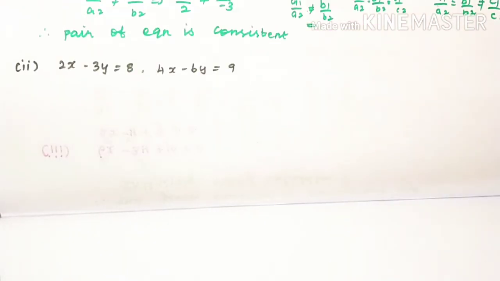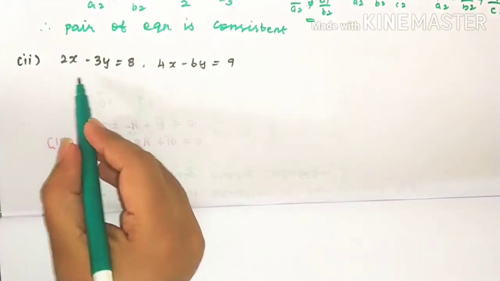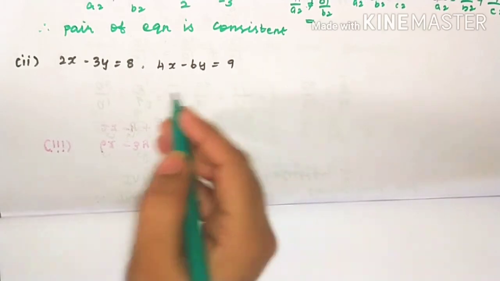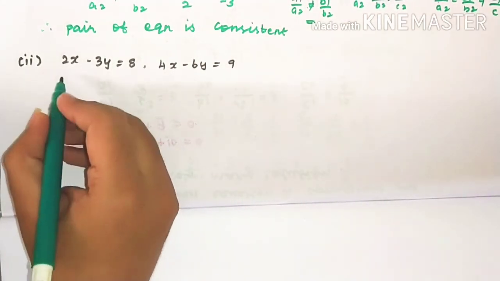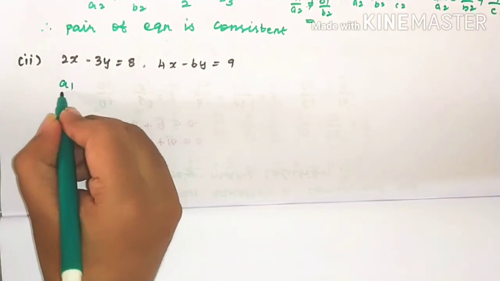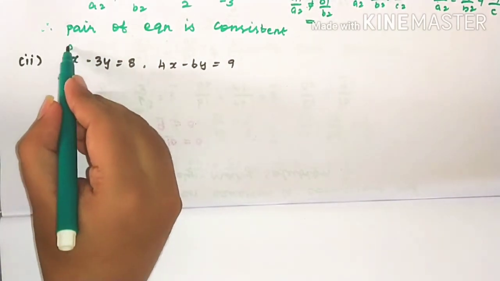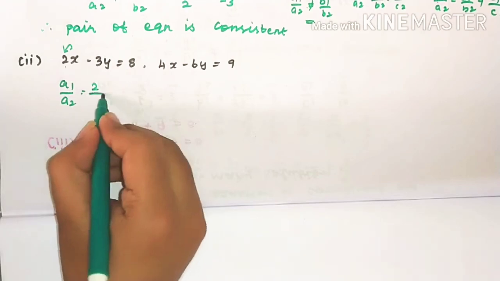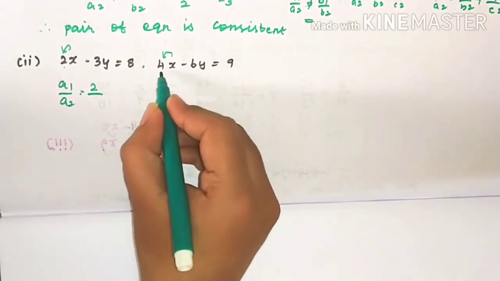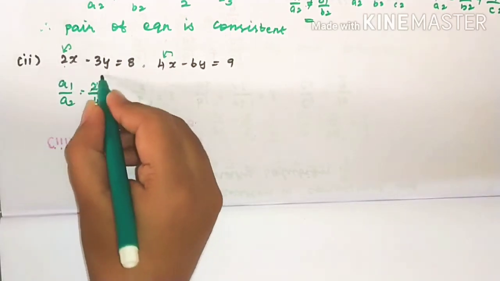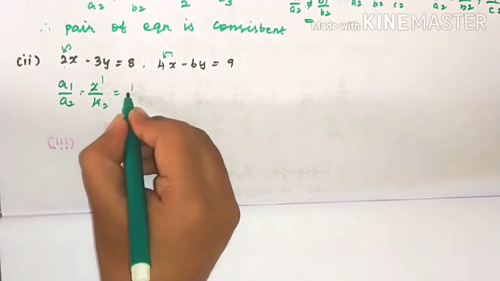Now we are going to do the second sum: 2x minus 3y equal to 8, and 4x minus 6y equal to 9. Now we compare the coefficients and write a1 divided by a2. What is a1? The coefficient of x, which is 2. And a2, also the coefficient of x in the second equation, is 4. If you cancel by 2, you will get 1 divided by 2.